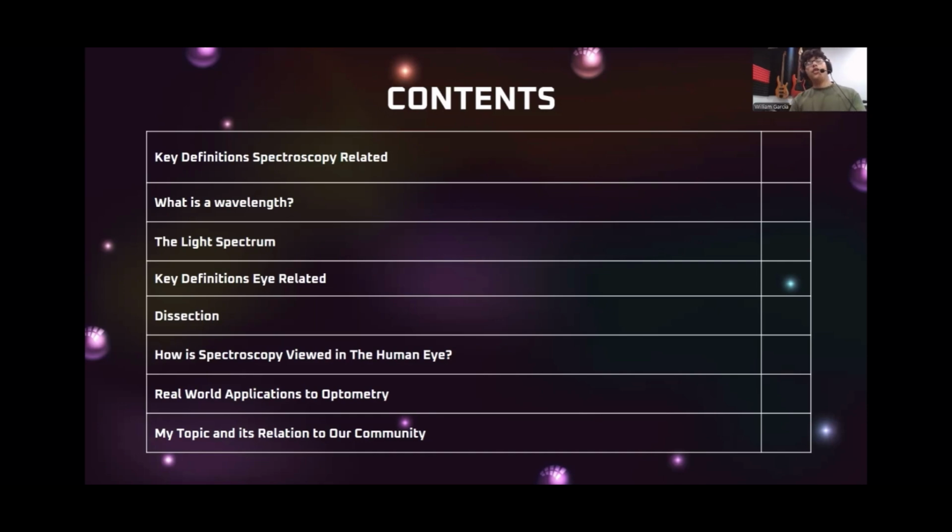There's a dissection portion of this presentation. So after the key definitions I related, we'll have that dissection portion play. And then after the dissection, we'll talk about how spectroscopy is viewed in the human eye. So that's when we make that correlation between both. We'll talk about real world applications to optometry. So we'll talk about how eye doctors use spectroscopy in their daily lives when diagnosing patients. And then we'll talk about how my topic relates to our community.